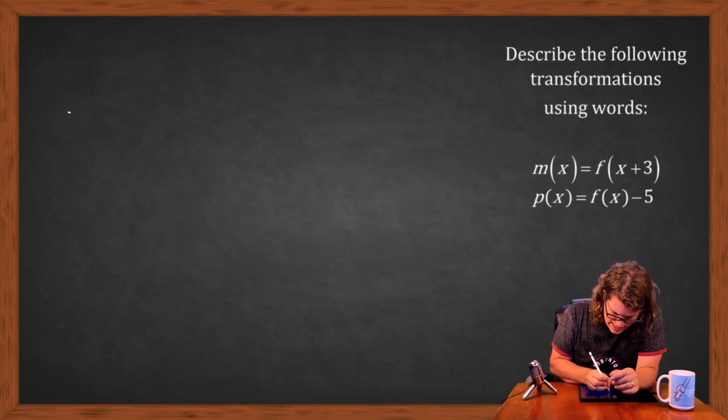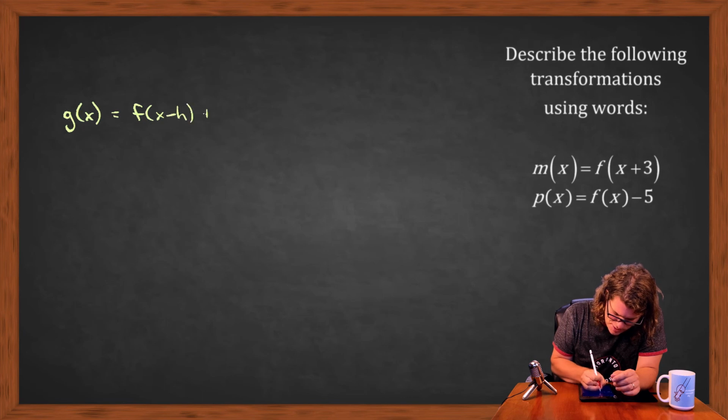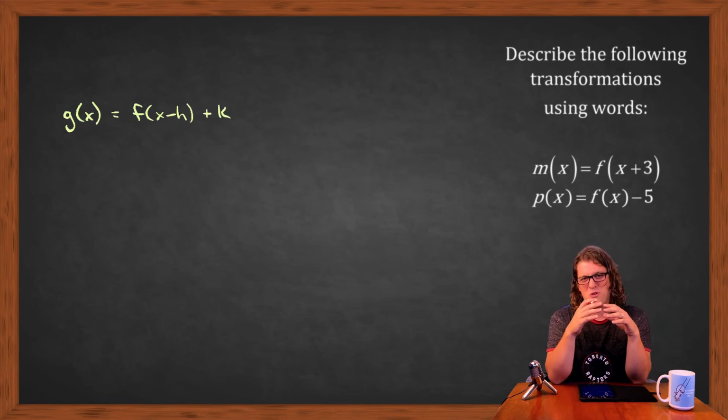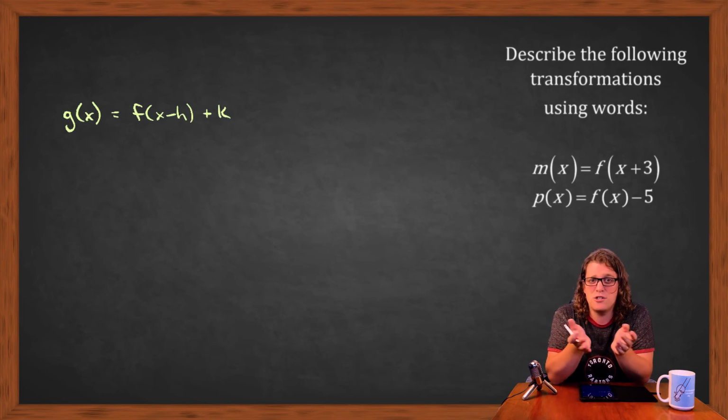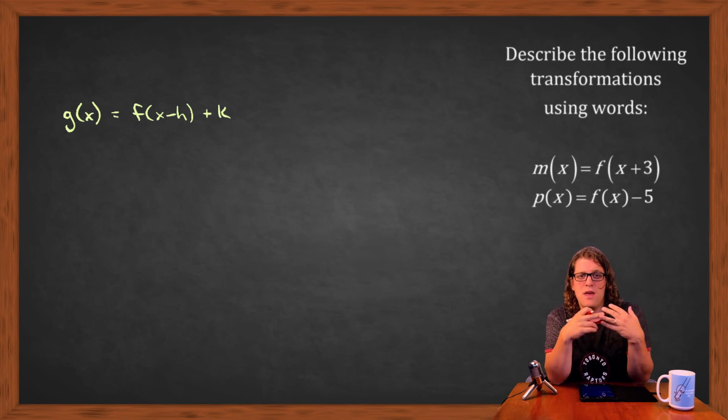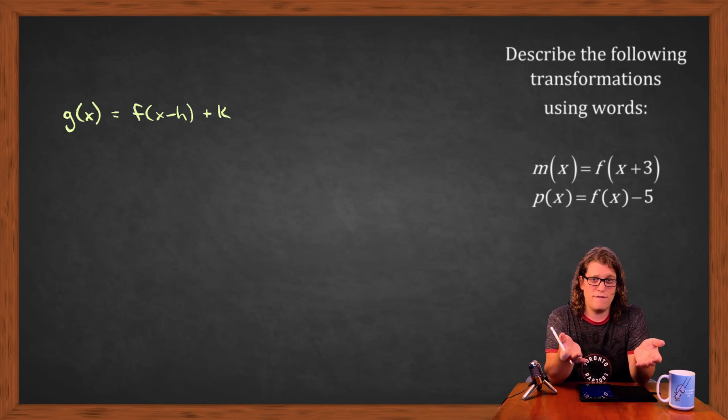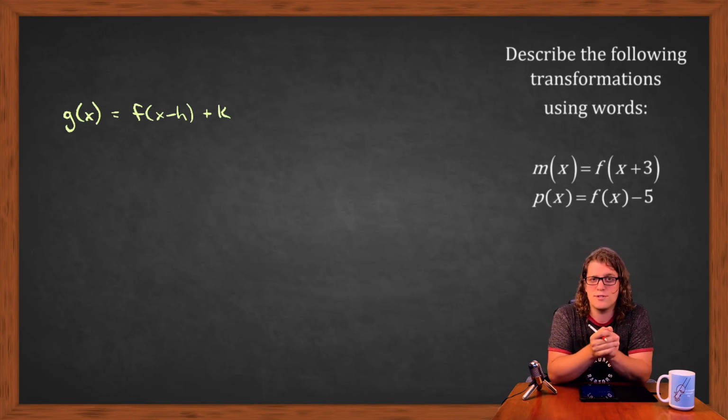So let's state that we have a g of x, and that is equal to f of x minus h, plus k. So g of x is just some general function, and so is f. But g is being described as a transformation of f. And that transformation is going to happen because we have an h value and we have a k value. These two things are parameters, and I'm going to spoil the fun and tell you that one of them controls the horizontal translation of the transformation, and the other one controls the vertical translation.